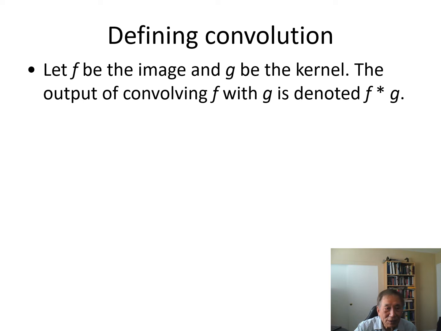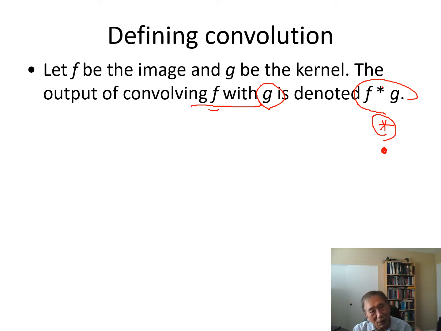So convolution is between the image and the kernel. Sometimes those things are called kernels. The output of f with g is denoted as f star g. In the lab documentation I used the star, but for whatever reason it keeps changing into this symbol, so I didn't change it. But anyway, it's supposed to be a star, the symbol of convolution. The reason it's a star is multiplication. After all, we are multiplying.